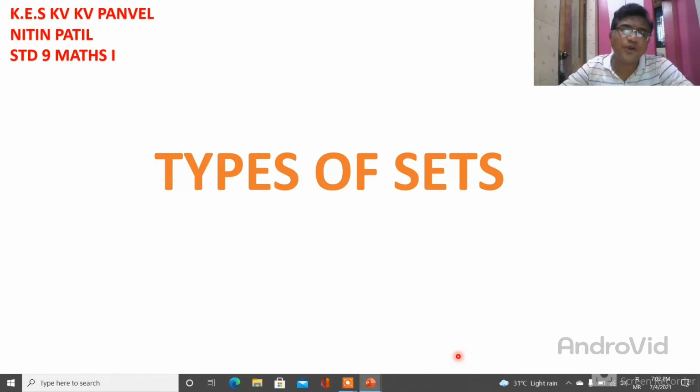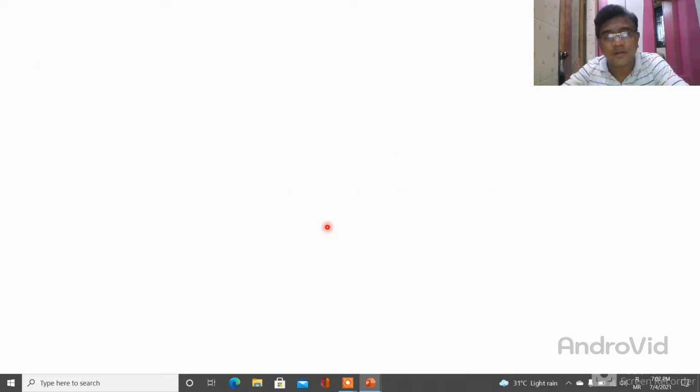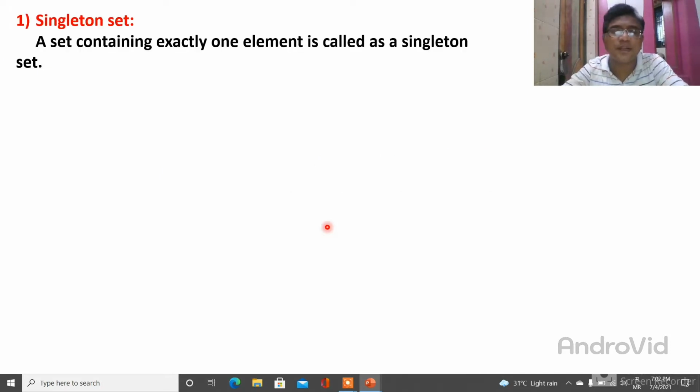So the first point of this is types of sets. How many types of sets are there, that we are going to learn. The first type of set is called singleton sets. So singleton set means what? A set containing only one element is called a singleton set. See, single means one, ton means element. So in that set there is only one element, so that set is called a singleton set.